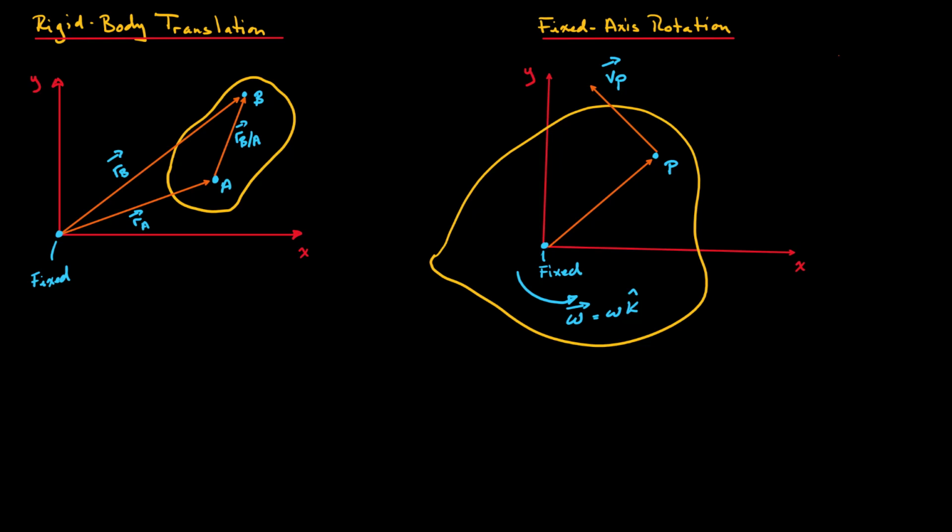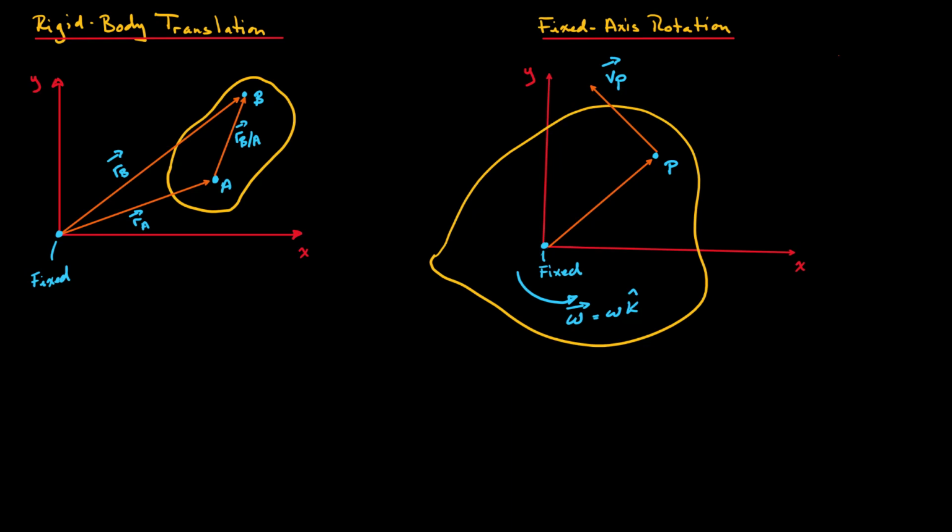In the previous video, we introduced the three different types of planar rigid body motion. In this video, we're going to try to characterize two of these three motions. The two that we want to look at are rigid body translation and fixed axis rotation. So let's start with translation.